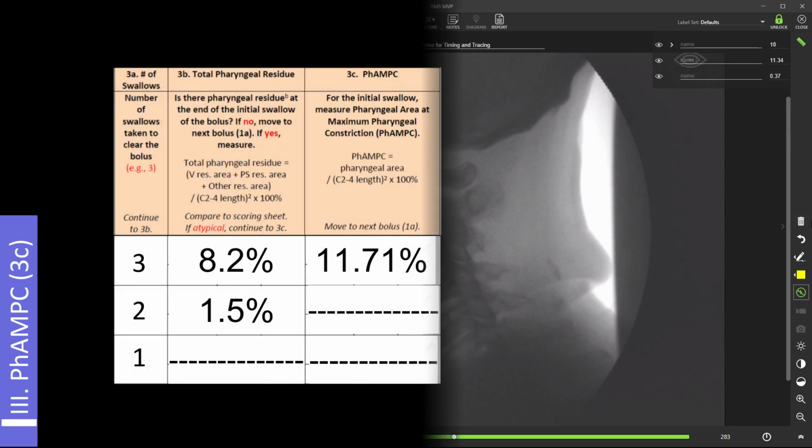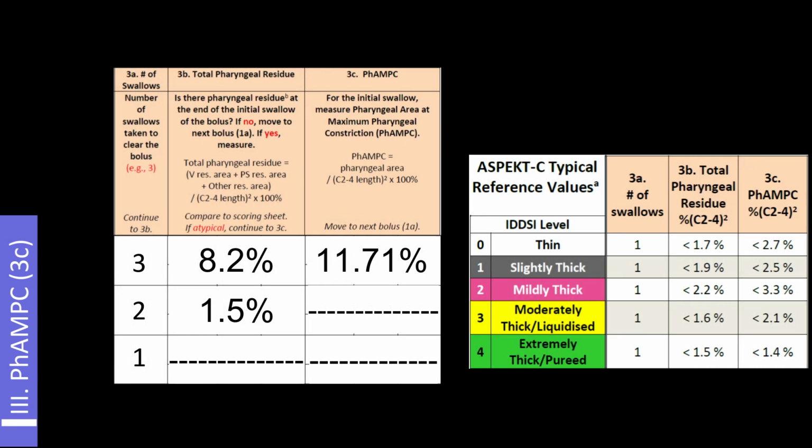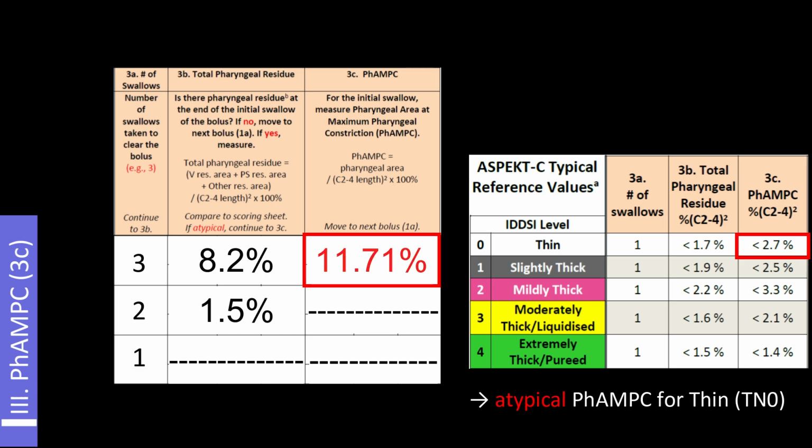Once the entire study has been analyzed, identify and compare the worst value for each consistency under column 3C from your worksheet to that in the typical reference values table in the scoring sheet to determine if PhAMPC was typical or atypical for that consistency.